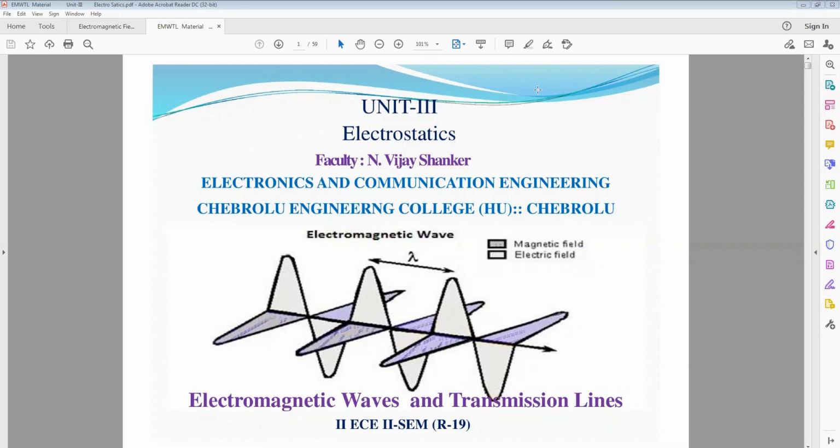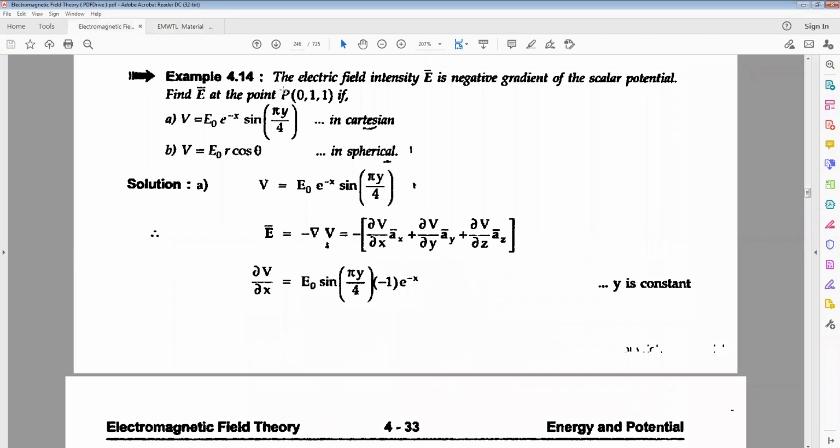Today, I'll continue the remaining examples in the third unit of electrostatics. The electric field intensity E bar is the negative gradient of scalar potential. Find the E bar. E bar is equal to minus del V. This is the formula for the gradient of V. Find the E bar, electric field intensity, at a point P (0, 1, 1).